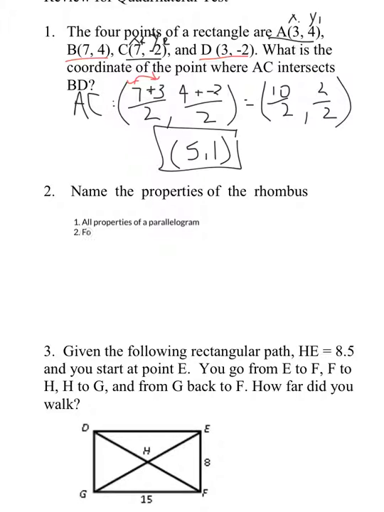Then, as part of a rhombus, you have 4 congruent sides. Not angles. You have diagonals that are perpendicular. So we'll say perpendicular diagonals. And the last one is diagonals are angle bisectors.